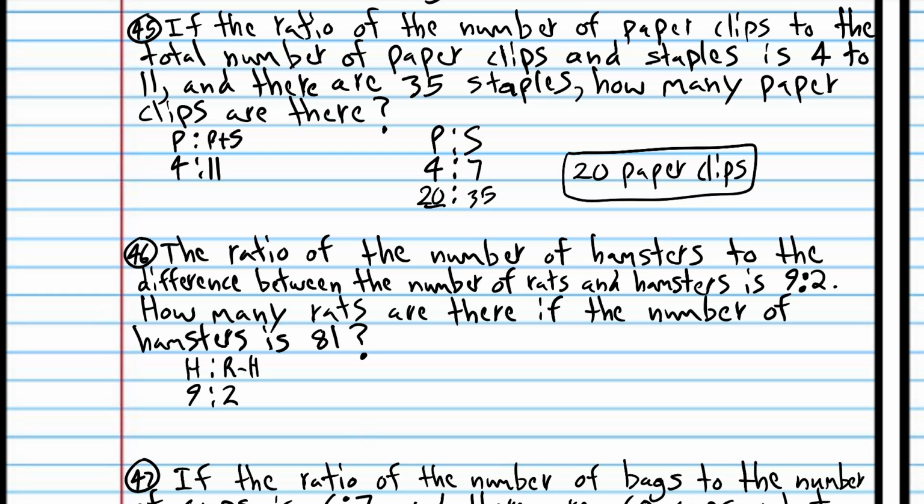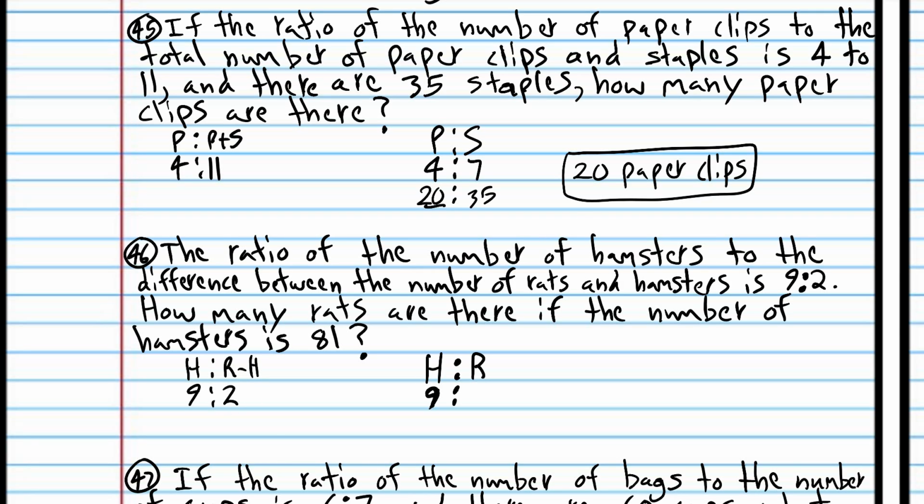And the reason I know it's R minus H and not H minus R is because it said rats first, then hamsters, when it said the difference. So rats comes first. Rats minus hamsters. So again, this is a problem where they don't give us the right ratio. We need the ratio of hamsters to rats in order to solve this problem. We know the number for the relation is 9 for hamsters, but we need the number of rats. So in this case, the difference between the number of rats and hamsters equals 2.